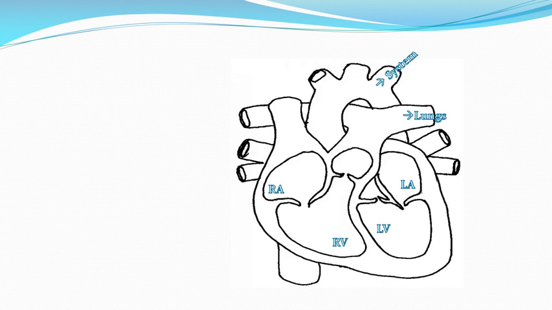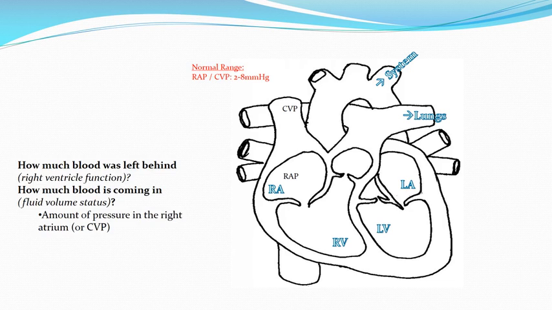So coming back to your heart drawing, where would you label CVP and RAP? Pause the presentation to label your heart and then restart to check your answer. So here we have your CVP and RAP. Remember, we use them for the same reasons, to assess right ventricular function and to assess fluid volume status. So our normal ranges are the same for both CVP and RAP.